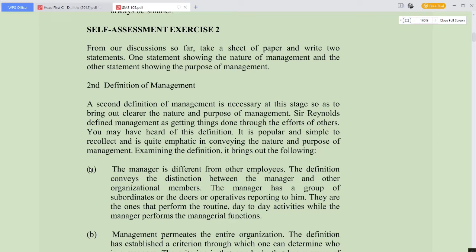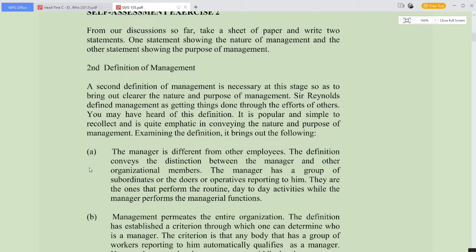A. The manager is different from other employees. The definition conveys the distinction between the manager and other organizational members. The manager has a group of subordinates, or the doers or operatives, reporting to him. They are the ones that perform the routine day-to-day activities while the manager performs the managerial function.